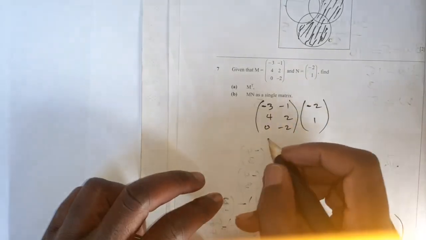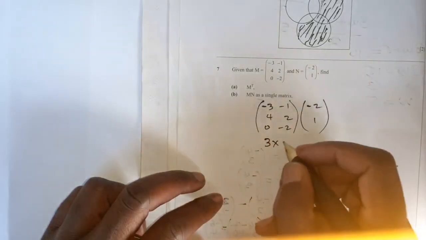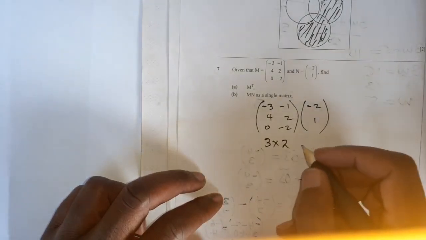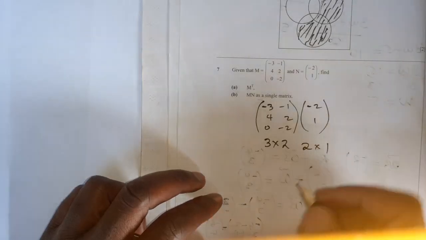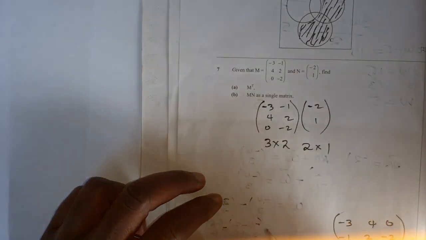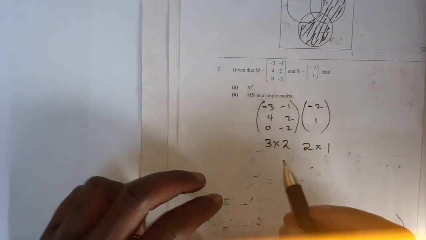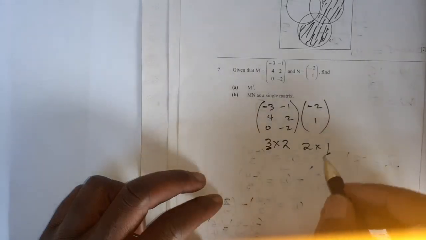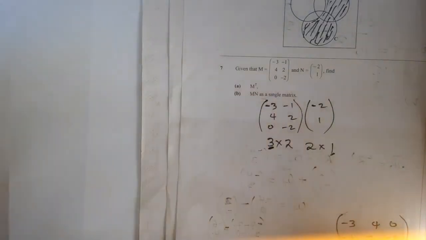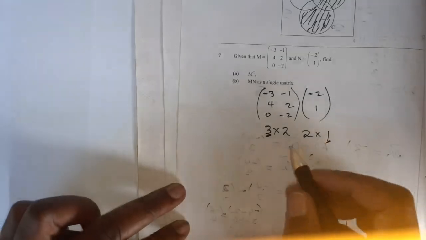We have 3 rows by 2 columns. Then the second one has 2 rows by 1 column. So the order of our final answer is going to be 3 by 1. That is just a guide. So we need to make sure that we do that.